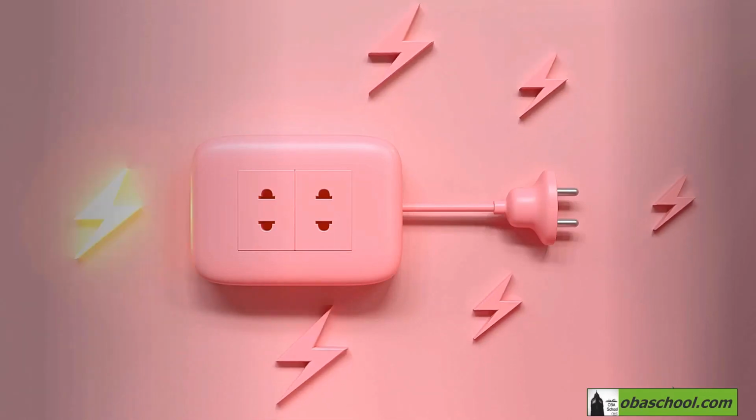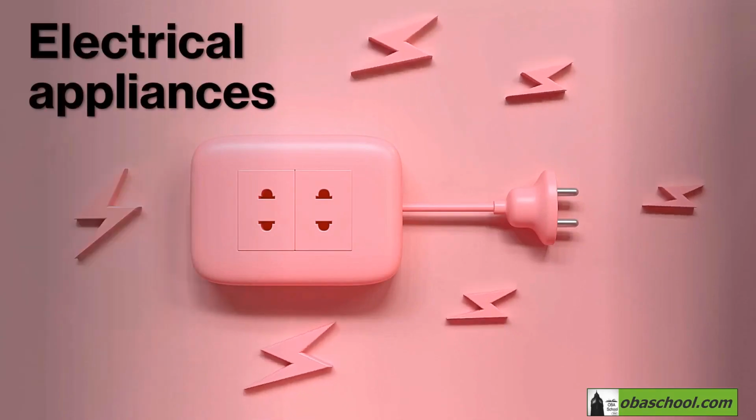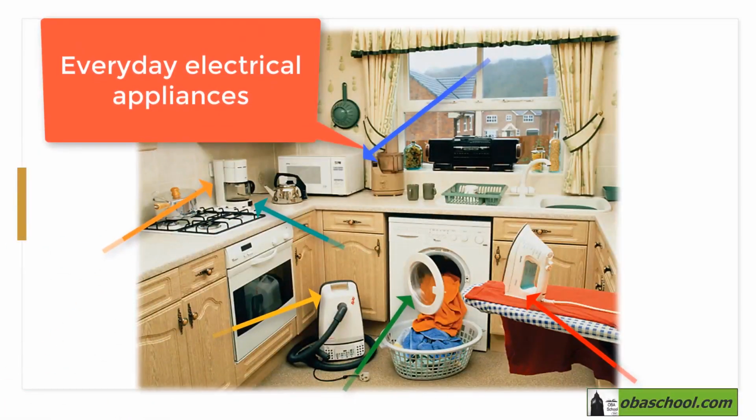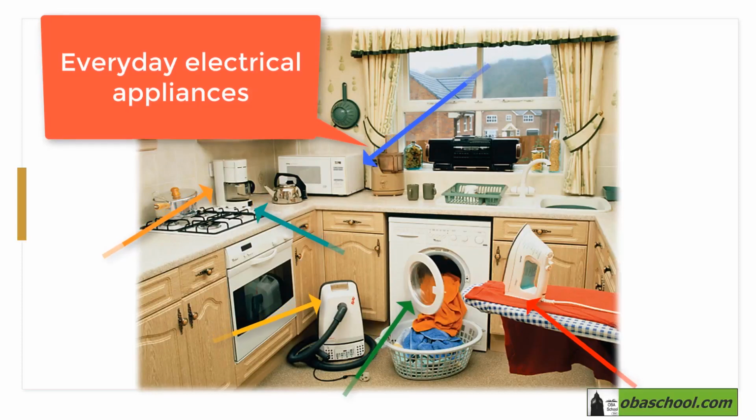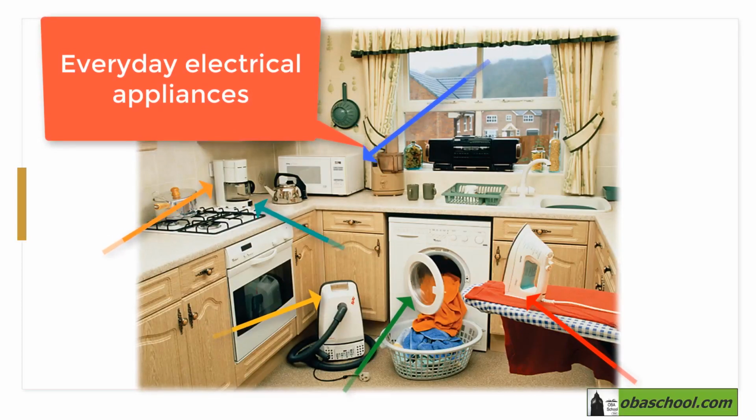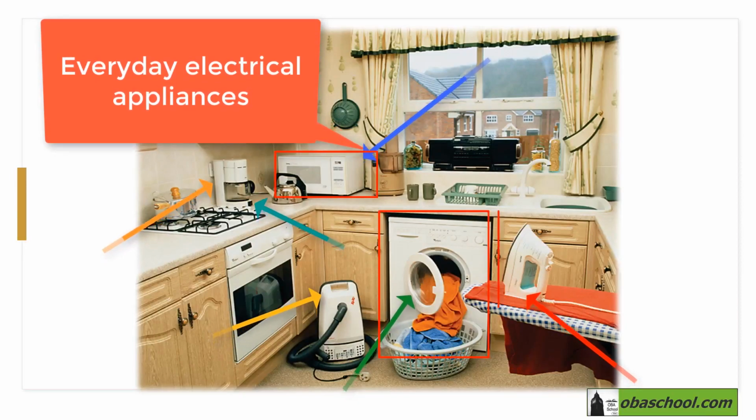In this tutorial, we will learn about electrical appliances. First, we will talk about everyday electrical appliances. Using electricity, we use these appliances in our everyday lives. For example, the microwave, the washing machine, and the ironing machine.